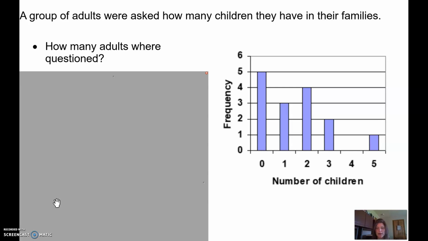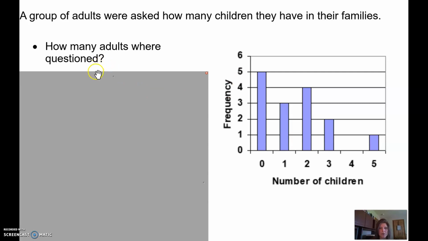So our bar graph has the number of children as our horizontal axis, the different categories 0 to 5, and then the vertical axis is our frequency, the number who responded with that. So remember how we read this. The little 0 here means 0 children in the family, and the frequency goes up to 5. So 5 responded that they had 0 children, and so on down the line.